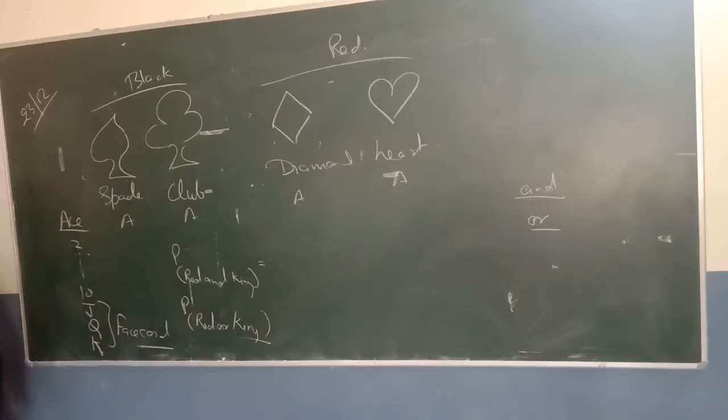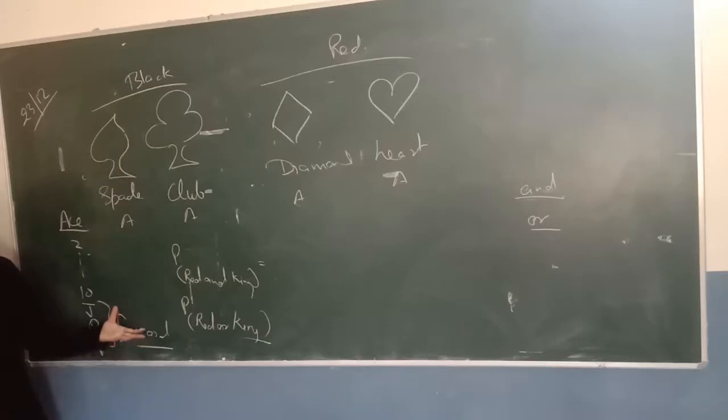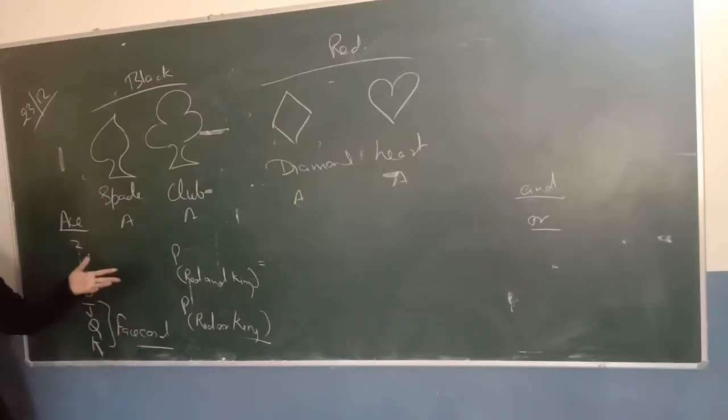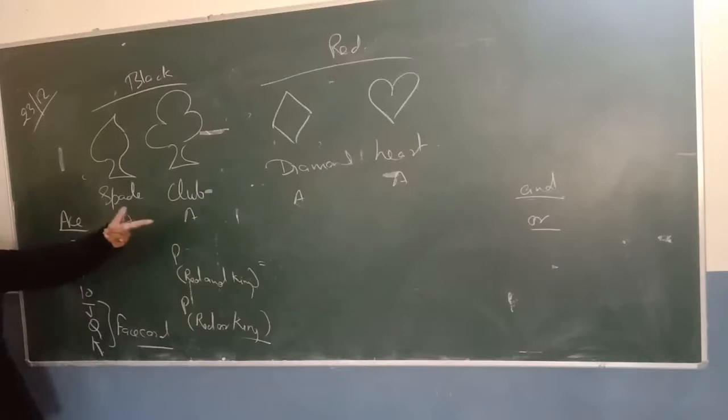There are 4 kings. How many cards for the spade? For the club? 13 cards, right? There is one ace, then numbers up to 10, and then these 3 face cards. So we have 13 cards for each of spade, club, diamond, and heart.